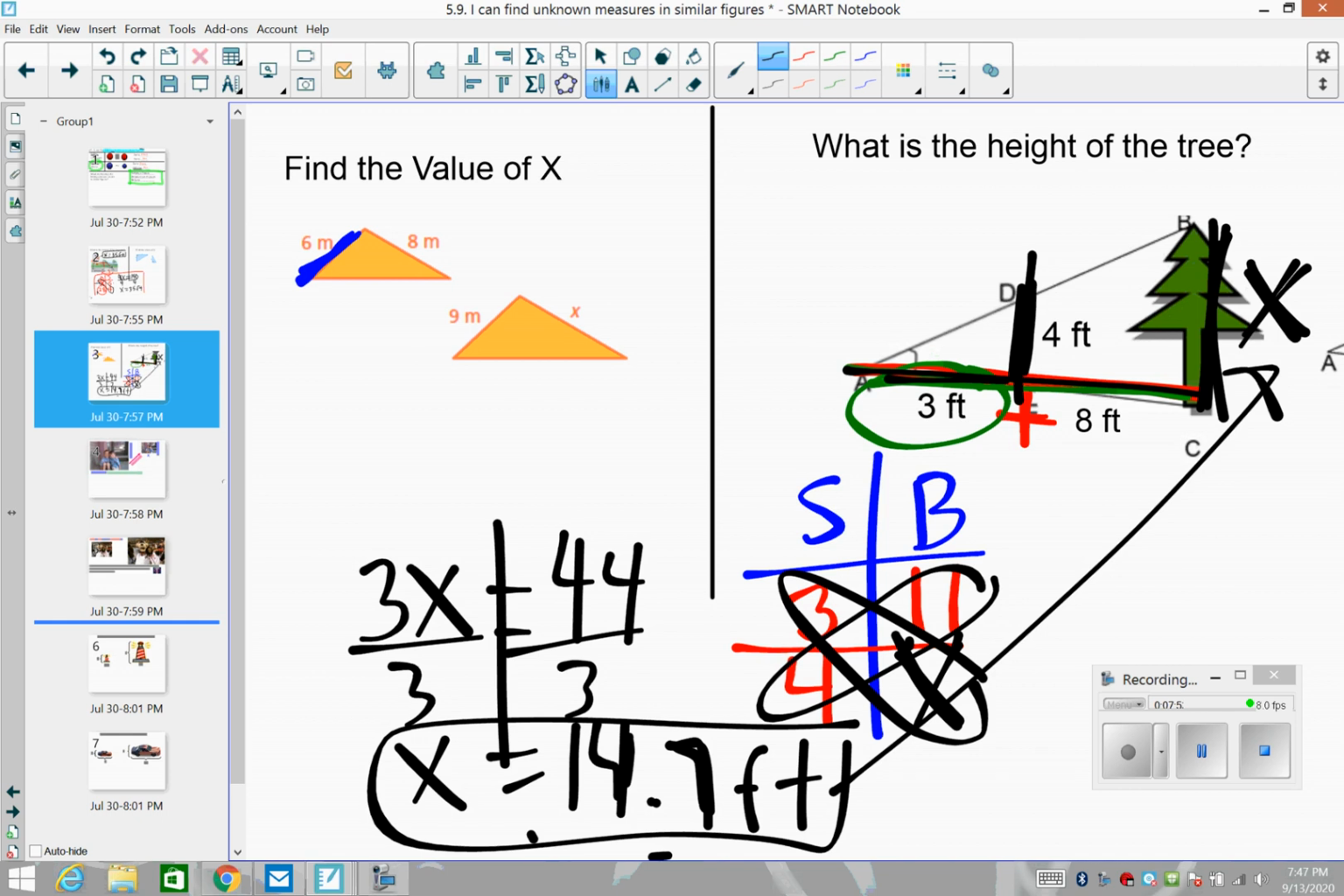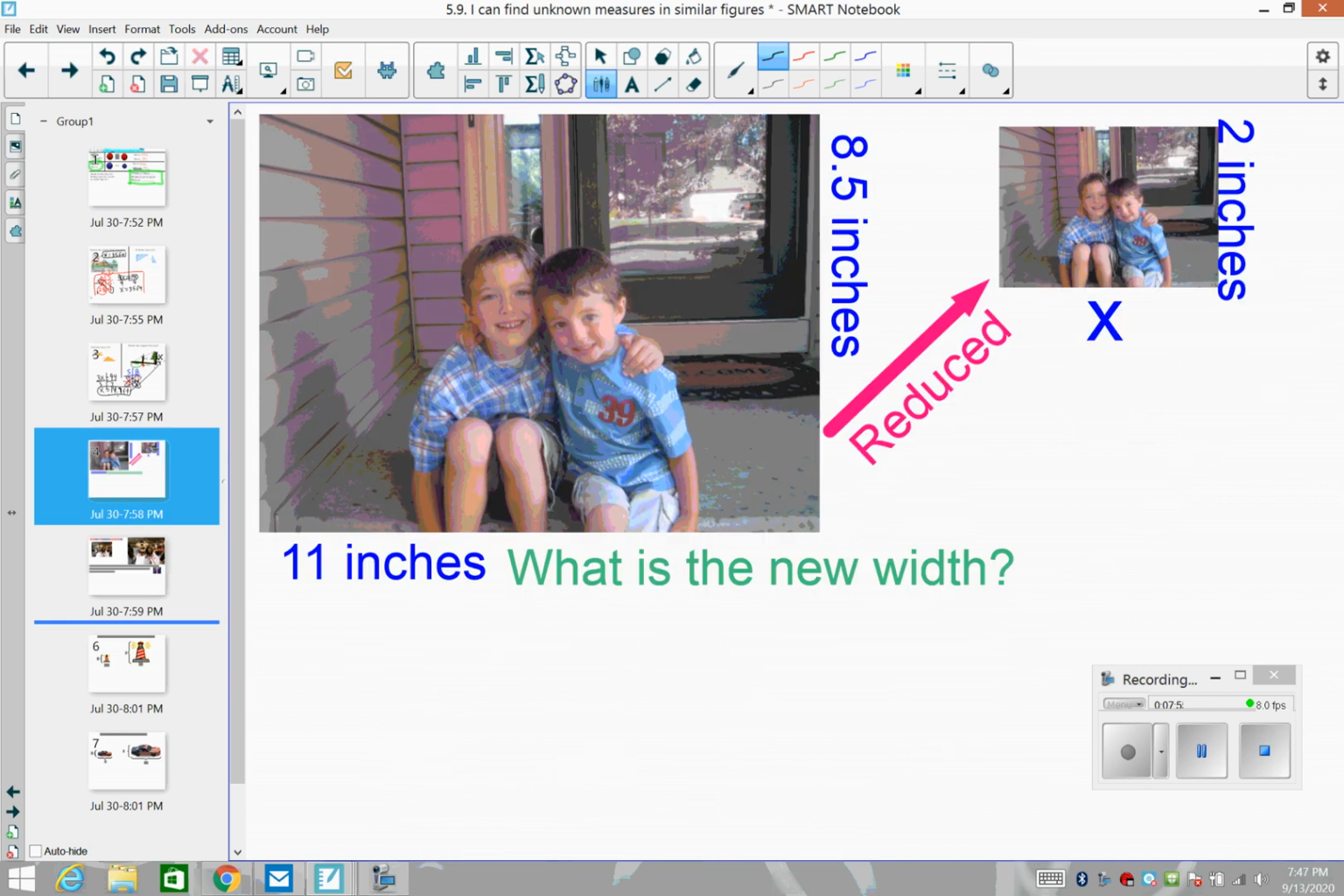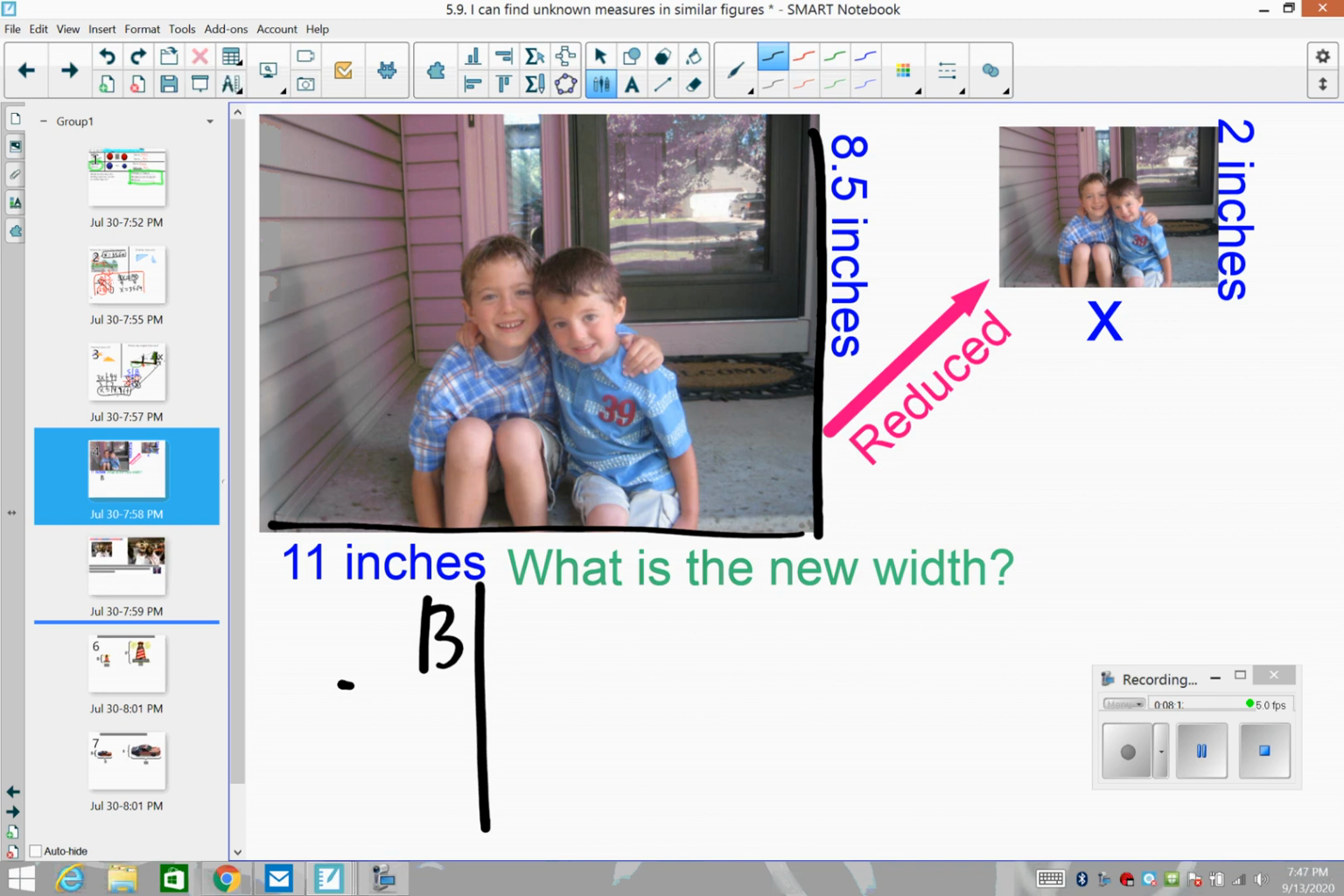All right. Let's take a look at another question. So here's a picture of my boys when they're little. These are the Volkman boys. We had this picture and I wanted to turn it into wallets, let's say. So I knew that the original picture that I had was 11 inches by 8.5 inches. So in the big figure, I have 11 inches by 8.5 inches. How does that compare to the small figure?